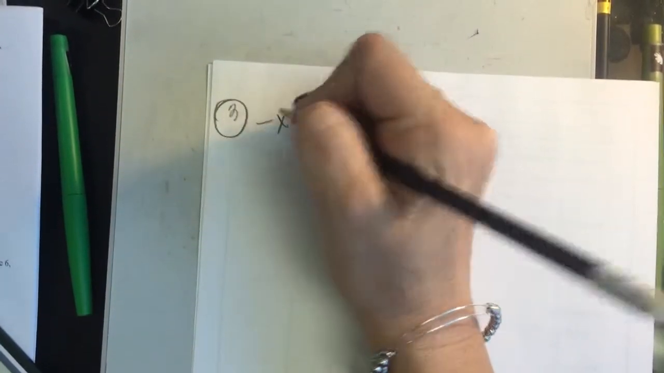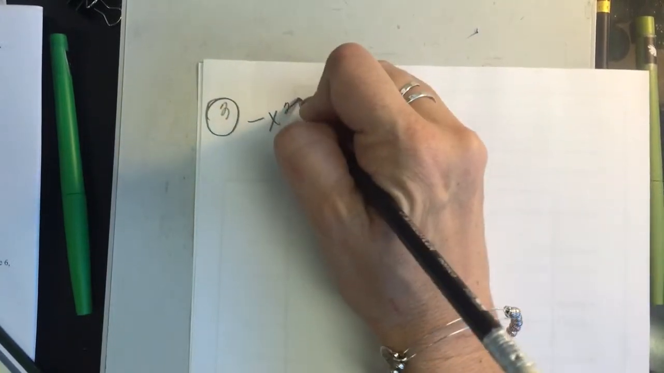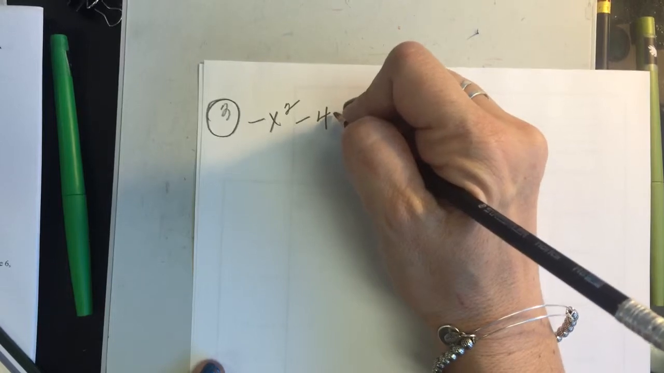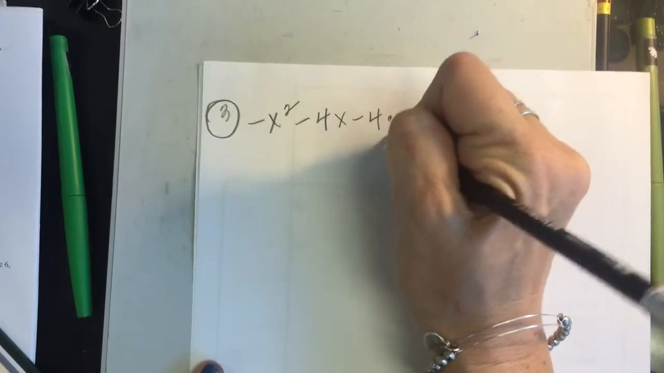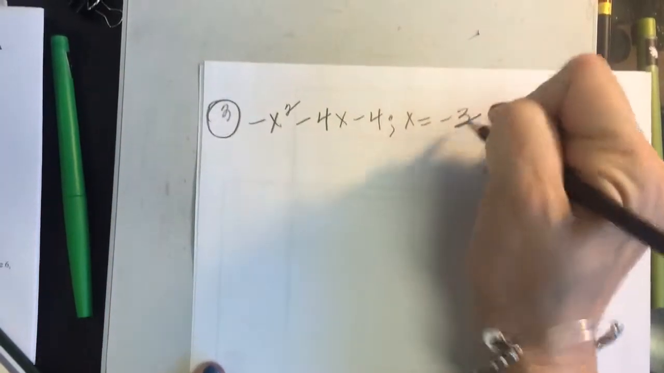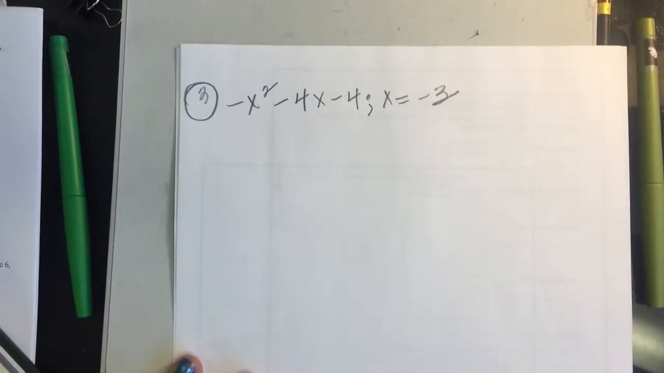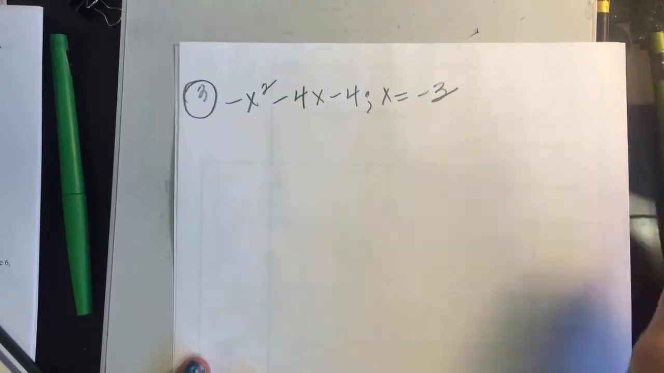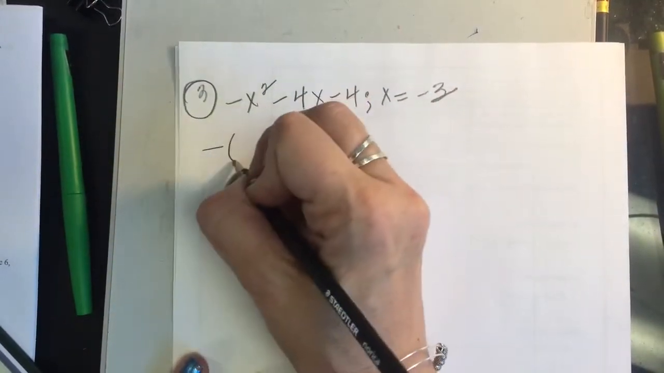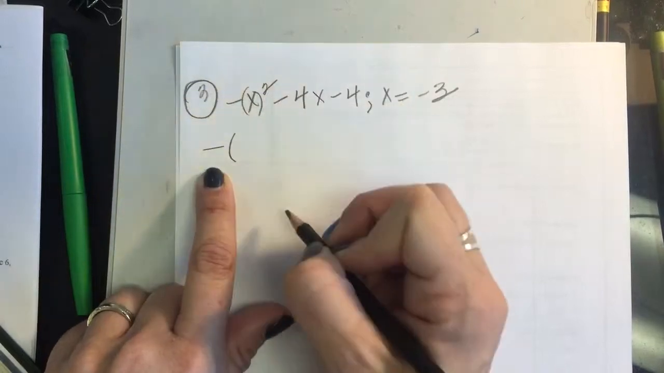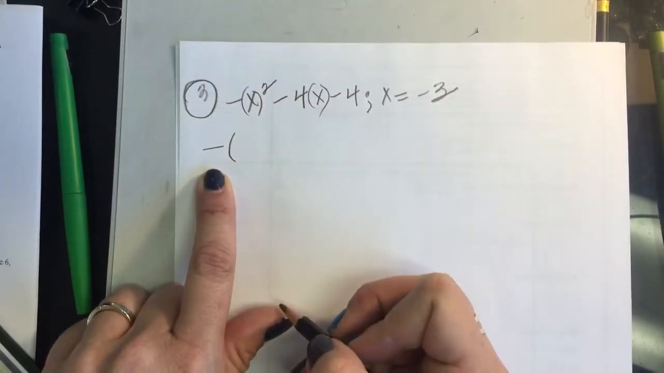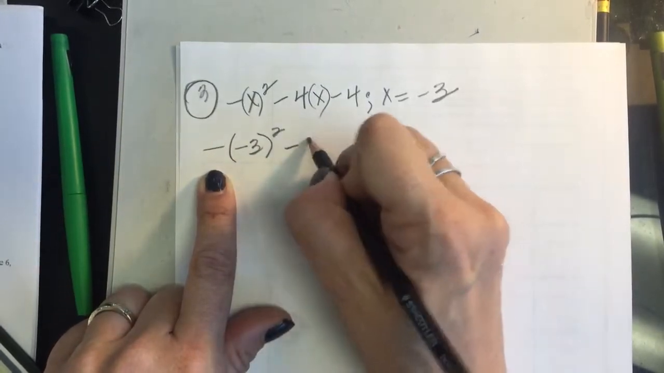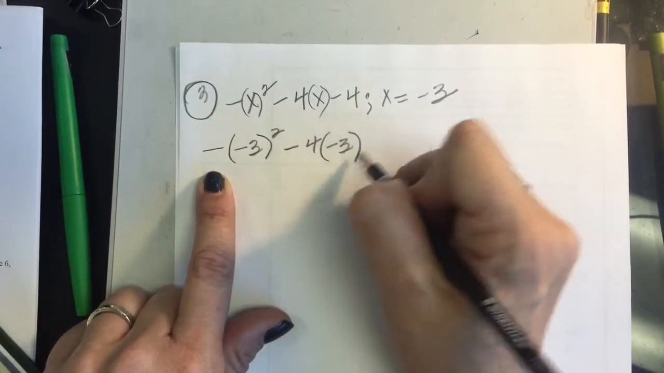I have a feeling on this one, if you didn't get -1, it probably had something to do with not using parentheses. So this is negative x squared minus 4x minus 4, and they're telling us to use x equals -3. Yep, I can anticipate your errors came from not dropping parentheses in places. So when I put this in, I'm going to drop parentheses here and here. The opposite of -3 to the 2nd power minus 4 times -3 minus 4.